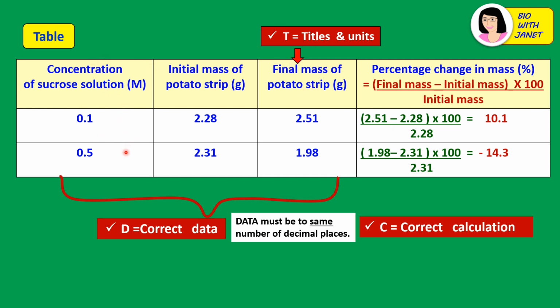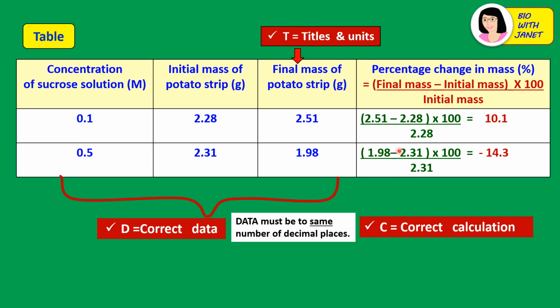Another mark is given for correct data here, the MV and the RV. Here I've written that data must be to the same number of decimal places. The readings are to 2 decimal places here, because you use the digital weighing scale, which is quite accurate. Maybe to more decimal places, but you round it up to 2 decimal places here.